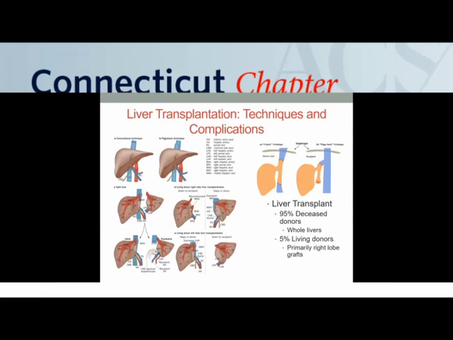Hepatic artery thrombosis is the most likely vascular complication, 1 to 3% post-transplant, and that usually requires revision right away and/or retransplantation. The bottom slides depict living donor liver transplant. What I'll basically say about that is that for adults, it's primarily a right lobe graft, and for kids, it's usually a left lateral segment graft.